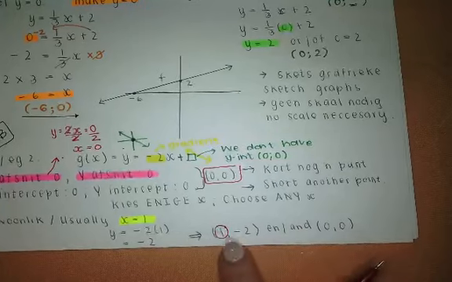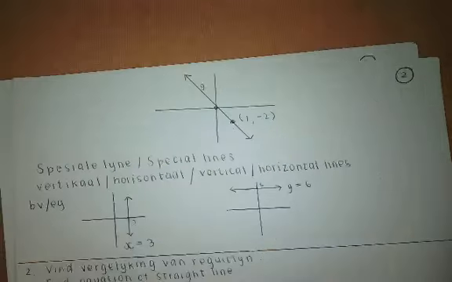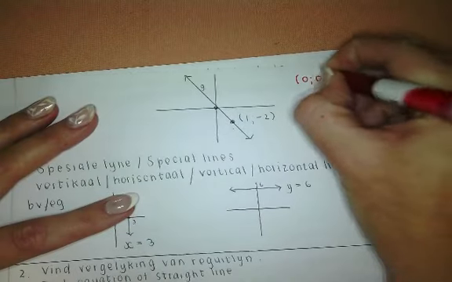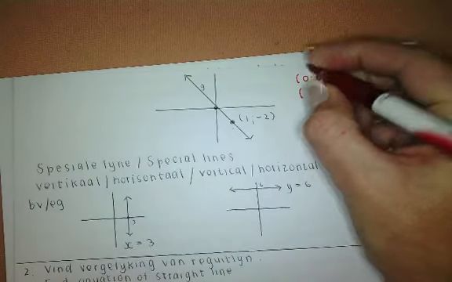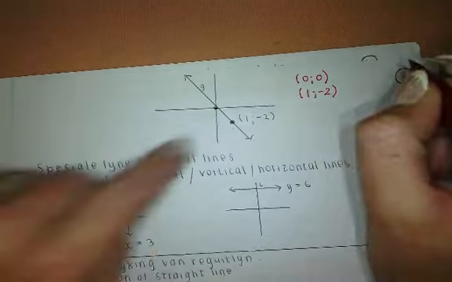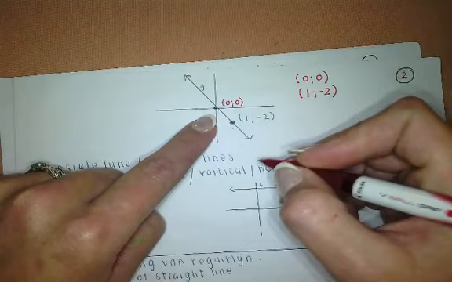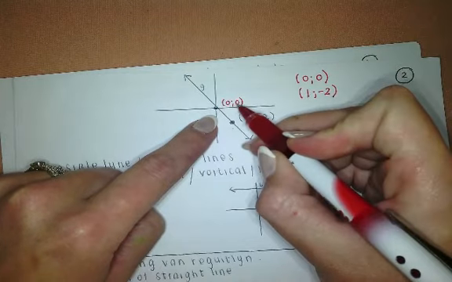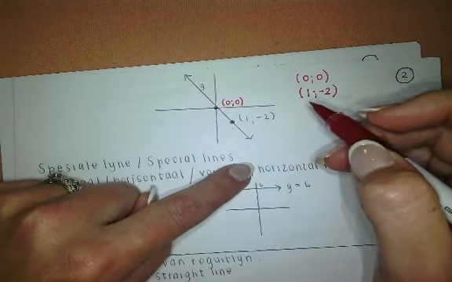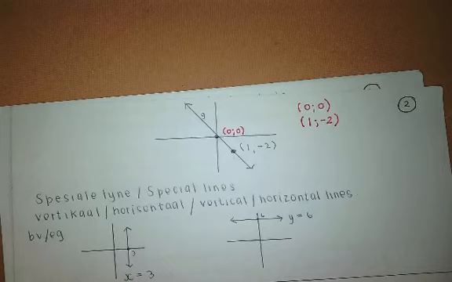Here are my 2 coordinates that I'm going to plot: 1 and negative 2, and 0 and 0. If we sketch our two coordinates, the first is the origin at 0 and 0. Our second coordinate, where we substituted 1 in, we got our y coordinate to be negative 2, so it's at 1 on the x-axis and negative 2 on the y-axis. All you do is join your dots and label your graph g.